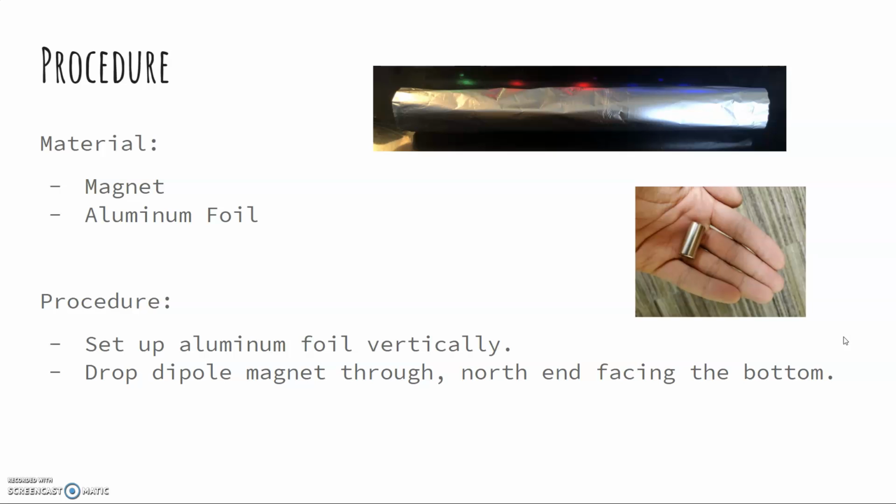We used two different types of materials for this lab. First, we have the magnet, which is shown in this picture, as well as the aluminum foil, which is shown in the picture above. As for the procedure, it was really simple. We just set the aluminum foil up vertically, and we dropped the magnet through, with the north end facing the bottom.